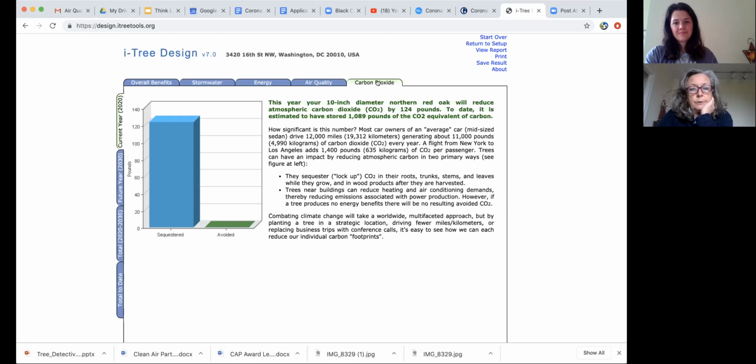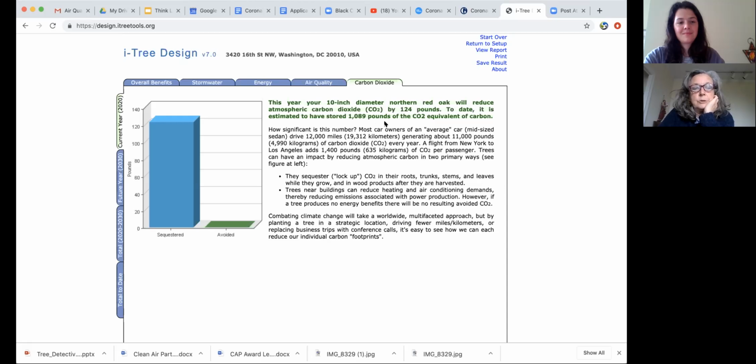So trees are really important. During the Industrial Revolution, not only did we produce more carbon dioxide, but we also cut down more trees. And so the action of those two, releasing more carbon dioxide and cutting down trees, has really increased the amount of greenhouse gases. So why is that? The reason is that trees actually sequester or take up carbon dioxide. So you can see that this tree, this northern red oak, will reduce the amount of carbon dioxide by 124 pounds. And it stores about 1,089 pounds of carbon dioxide.